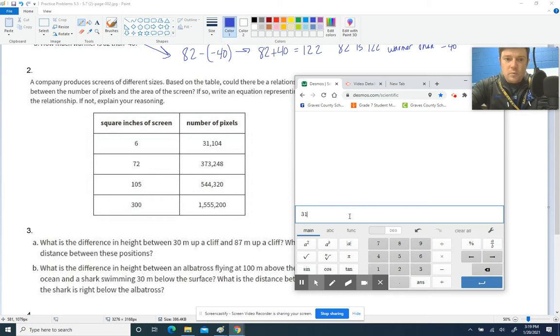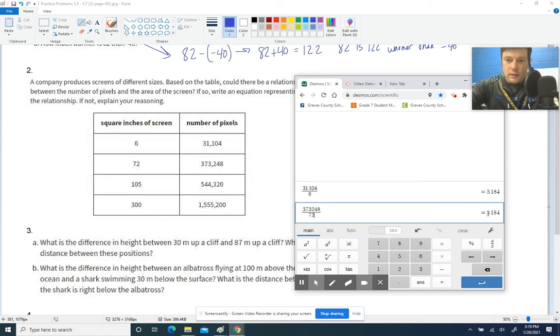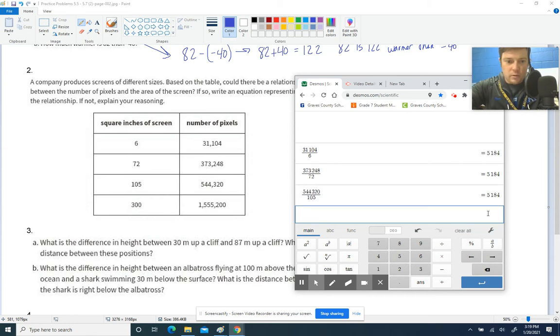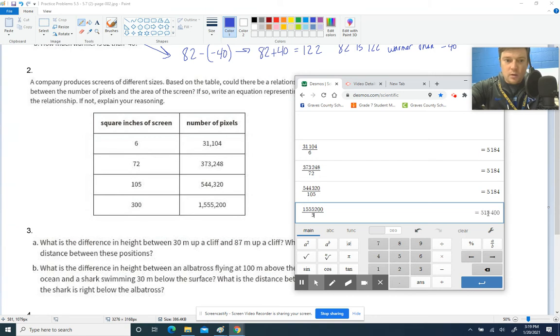So I'm going to do 31,104 and we're going to divide by 6, and we get that. So if we get that number every time, we know that we're in the right ballpark. 373,248 divided by 72, we're hoping to get 5184. So we know we're doing well. 544,320 divided by 105. We're still doing good. 555,200 divided by 300.